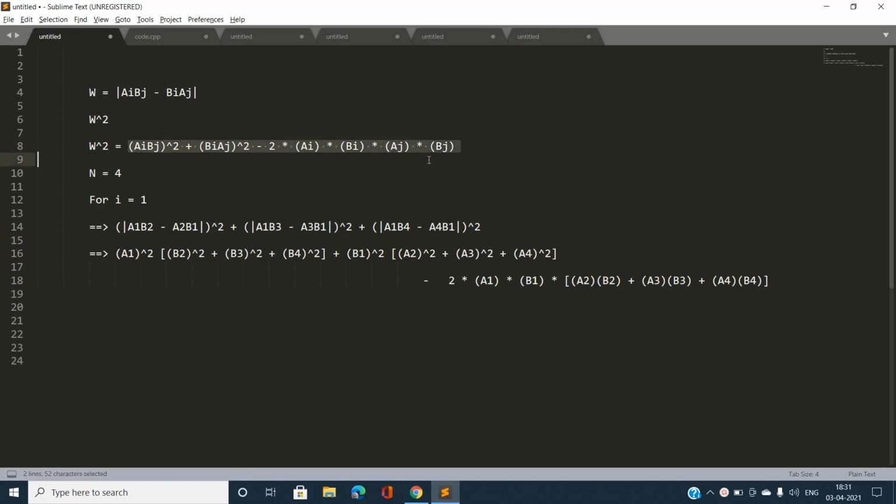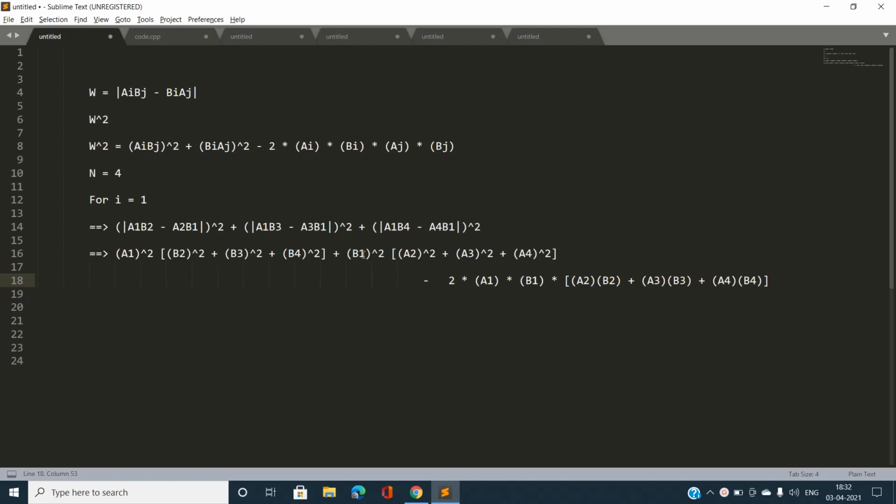Now if you open these terms, you will get the sum exactly equal to this term. If you arrange these terms carefully, clubbing a1 square as common from all these terms, it would be b2 square plus b3 square plus b4 square. And if you club b1 square, it will be a2 square plus a3 square plus a4 square, all common to b1 square.